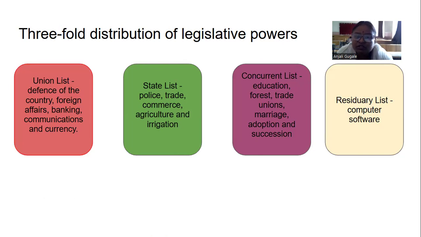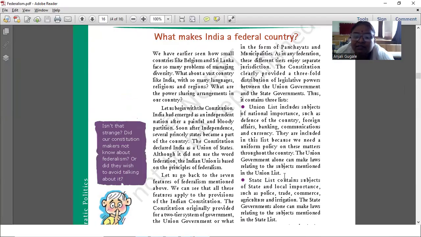There was a threefold distribution of legislative powers depending upon the categories of the subjects. There are mainly three lists, but one extra has been added as a residuary list. First is the union list, second is the state list, and the third is the concurrent list. Before we proceed to explain this part, let us look at your textbook also.